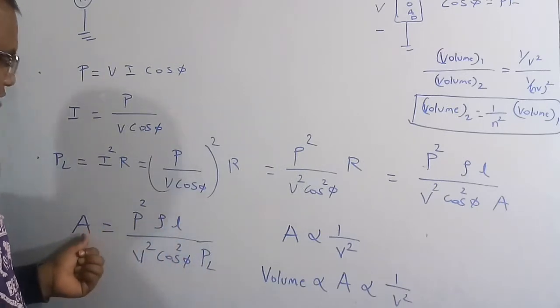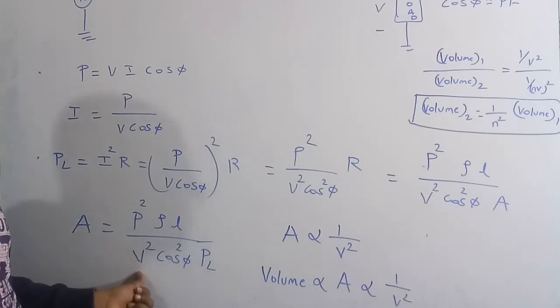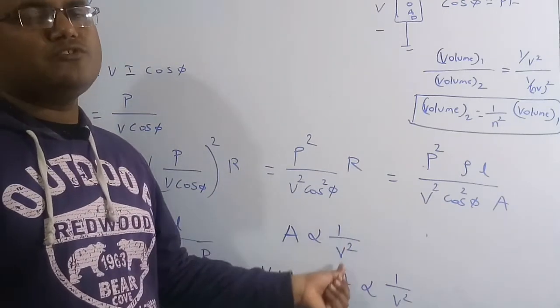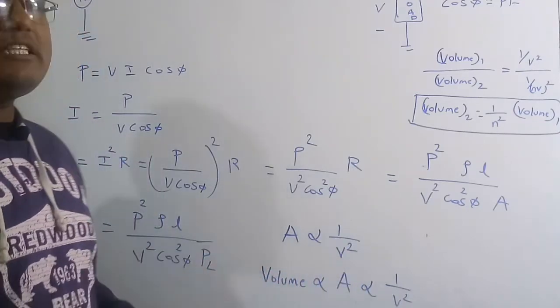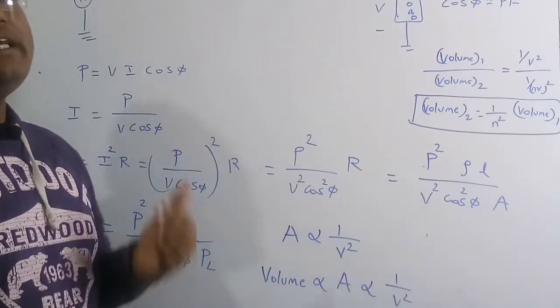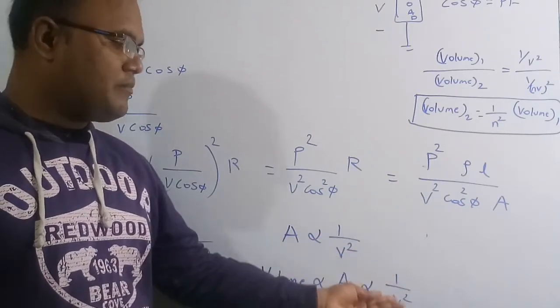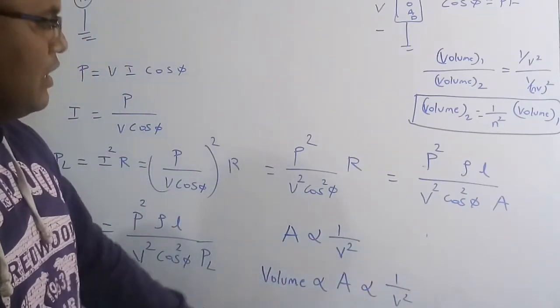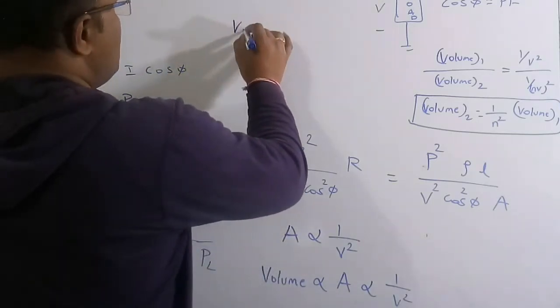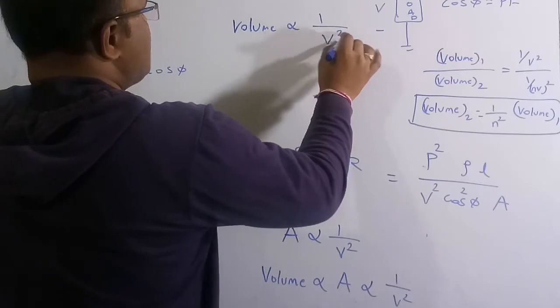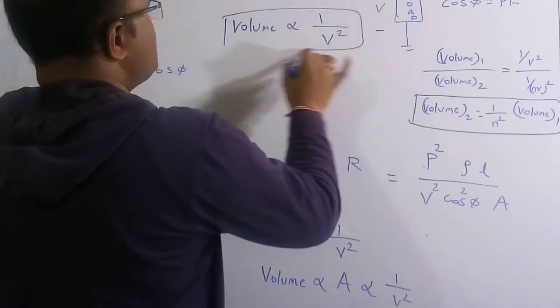Here A is called the area of the conductor, and V is called the voltage across the load. Therefore, area is inversely proportional to the square of the voltage. Volume is nothing but area into length, meaning volume is directly proportional to area, and area is proportional to 1 by V square. So finally, the volume of a conductor is inversely proportional to the square of the supply voltage, or the load voltage.